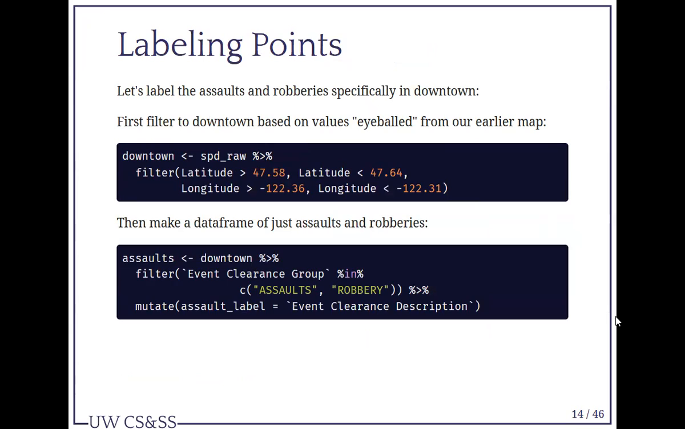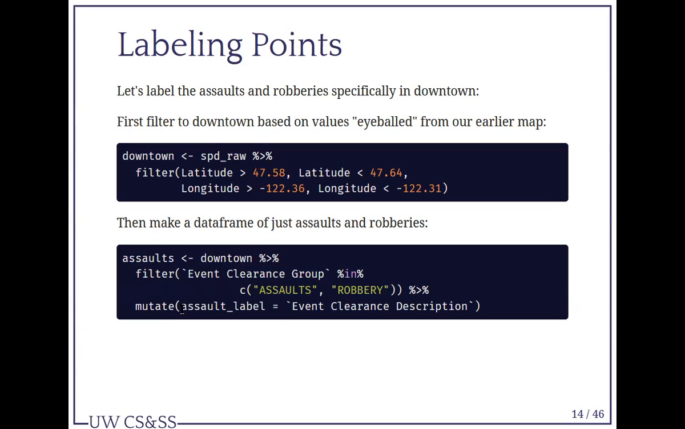We can also label points on our maps. Let's label the assaults and robberies specifically in the downtown area. First, we'll filter to downtown based on values that were eyeballed from our earlier map. So I just did this relative to the points that were available to me in the data. Then make a data frame of just assaults and robberies. So I'm going to assign to assaults our downtown data, and then filter for just assault and robbery in our event group.